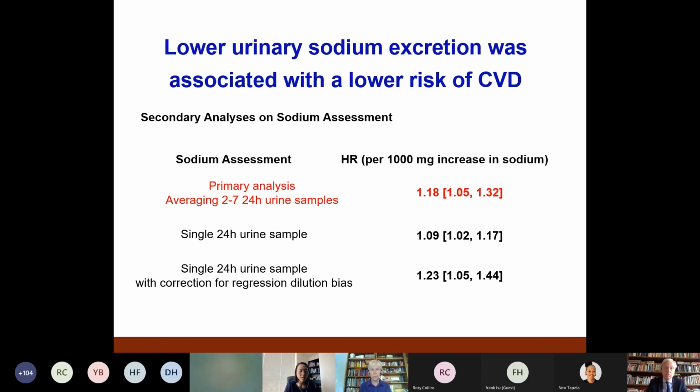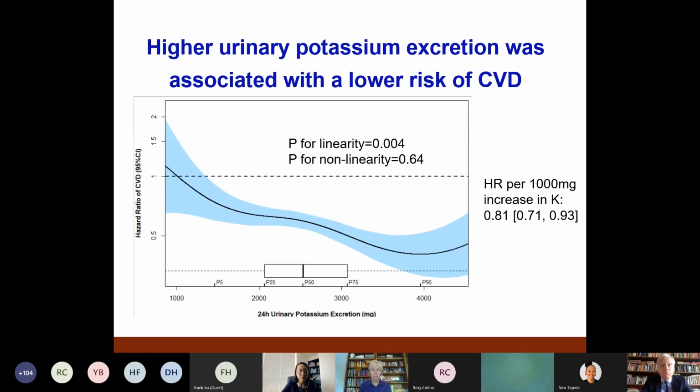However, when one single 24-hour urine sample was used, the hazard ratio was attenuated to 1.09. And when the second 24-hour urine sodium excretion was used to correct for the random measurement error and also the within-individual biological variation, the association estimate was even slightly higher than our primary analysis, but also with a wider confidence interval, suggesting the impact of measurement error on the association. I'm happy to discuss this further later on if you are interested. Now back to our main results.